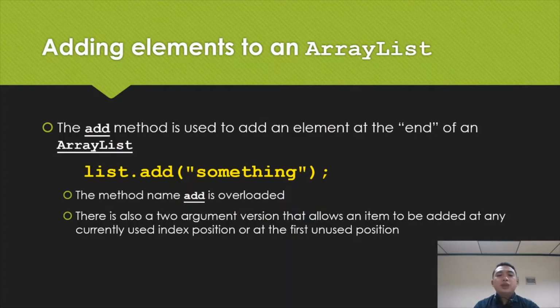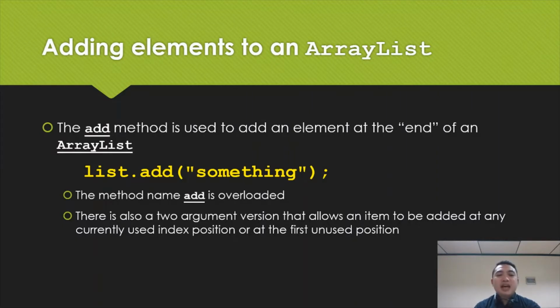Okay, when you add elements to an array list, we simply invoke the add method. We invoke it at the end of the name of the object, the name of the list. For example, the name of our array list is list. So you just write list.add, and then enclose in the parentheses the element that you want to add. In this case, the something string will be added.